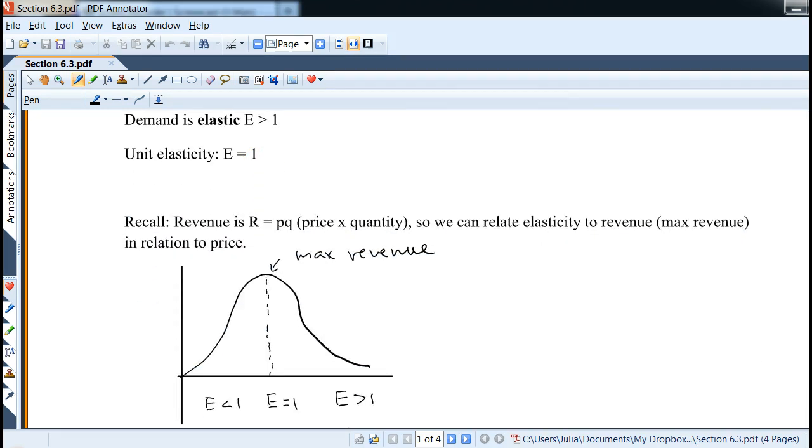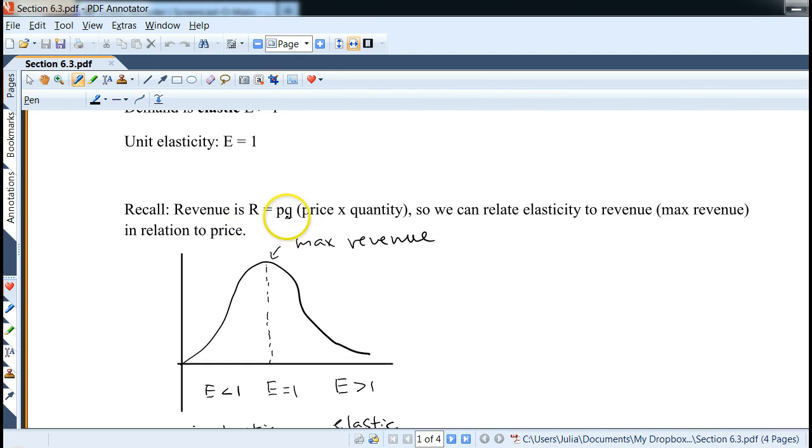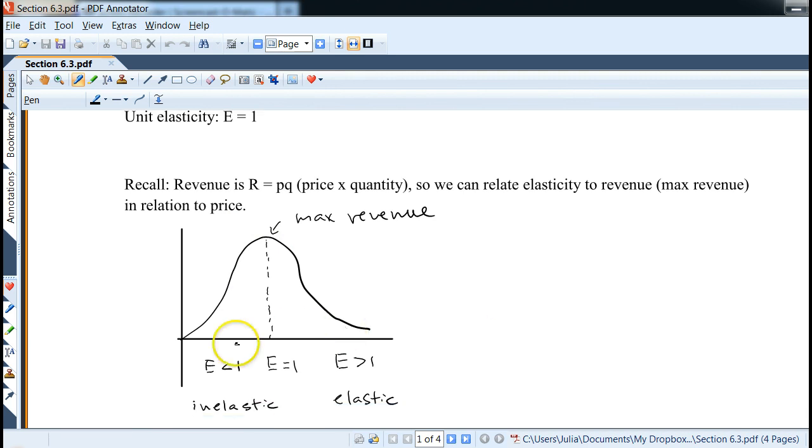So if we recall from earlier in the semester that revenue is price times quantity, then we can relate elasticity in the following way. Notice, the maximum revenue, right at the top here, corresponds to unit elasticity, wherein the price is just right. So it's a Goldilocks principle. It's not too high or too low. And notice how to the left of here, E is less than 1, so this is where the demand is inelastic. And to the right, E is greater than 1 when it's elastic.